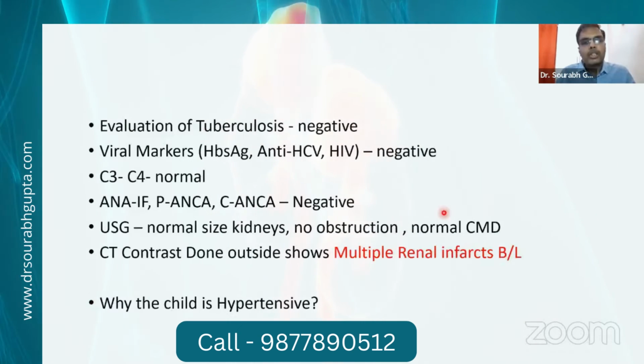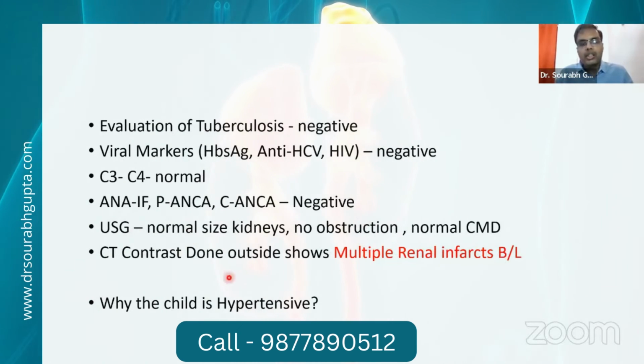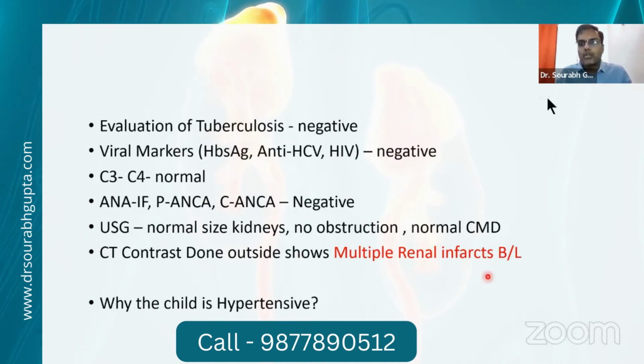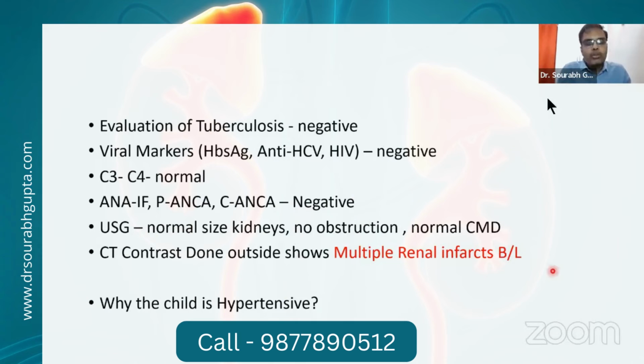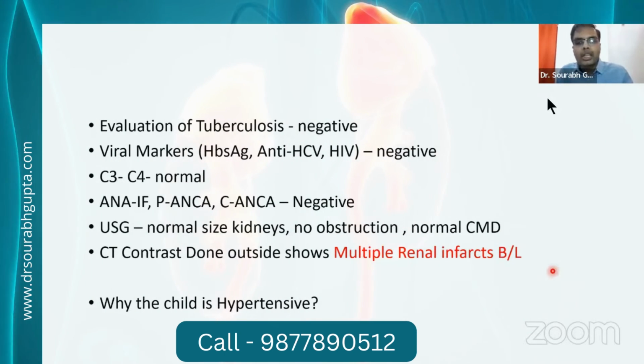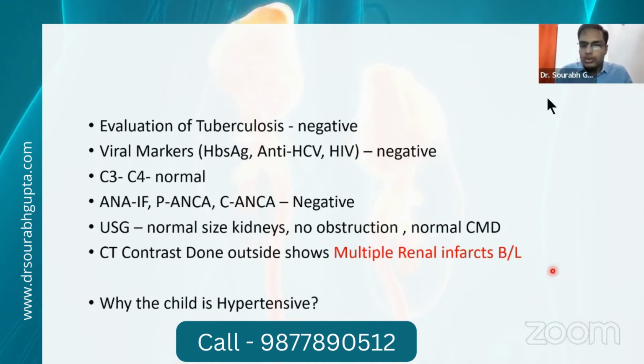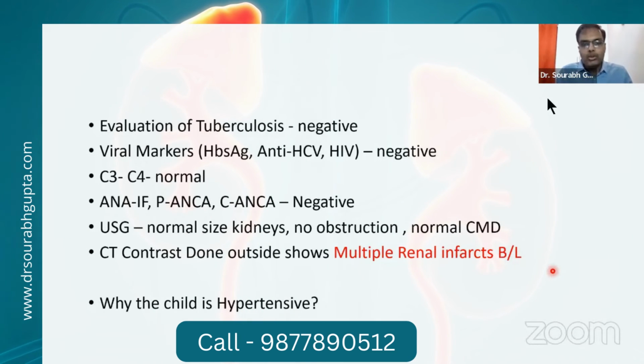So we did evaluate him for all the vasculitis, and we didn't find anything. He had a CT done outside, which was reported normal. But when we saw the film, there were multiple renal infarcts in bilateral kidneys, hypodense infarcts, and so now it was renal or renovascular. That was clear, but what was the etiology?